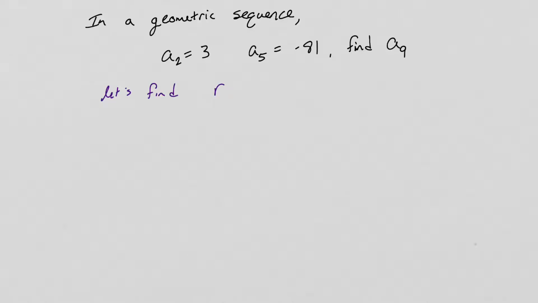And what we know is that A2 is equal to A1, which is unknown, times R, which is also unknown, but to the 2 minus 1 power. So this is A1R. We also know that A5 is equal to A1 times R to the 5 minus 1, which is A1R to the 4th, obviously.